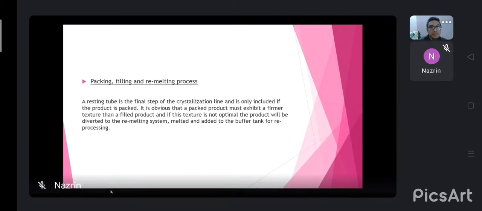Then we will go to the next phase, the packing, filling, and remelting process. A resting tube is the final step of the crystallization line, and is only included if the product is packed. It is obvious that a packed product must exhibit a firmer texture than a filled product, and if this texture is not optimal, the product will be diverted to the remelter system, melted and added to the buffer tank for reprocessing.